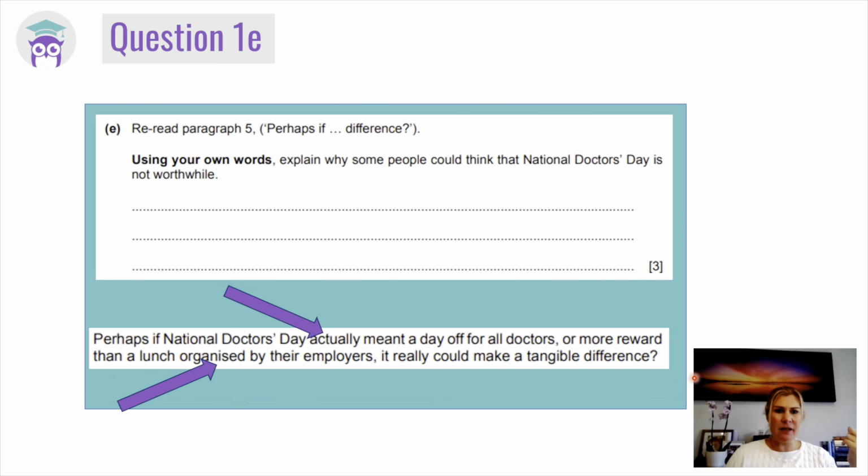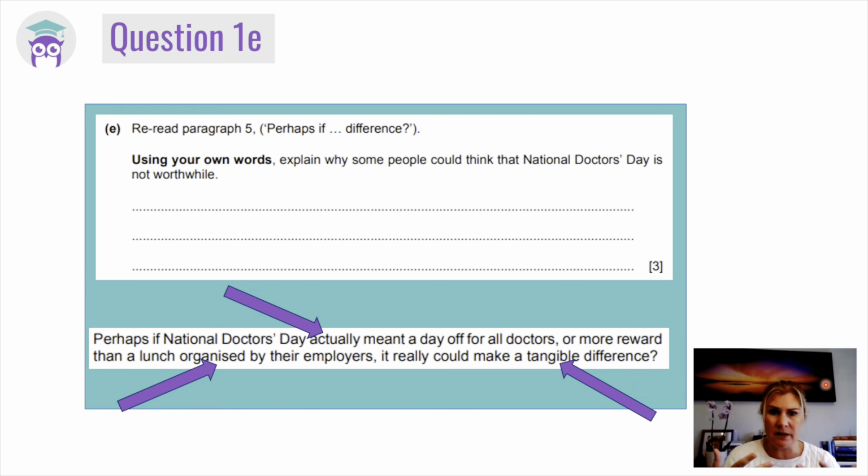The next bit is I'm thinking about this, the idea of there being a reward that is a lunch organised by their employers. No offence to any of my previous bosses, with the exception of perhaps one, who was brilliant to go out for lunch with. But generally, you're like, is it a reward to go out for lunch with your boss, or is that just an extension of the work day? It's not a proper break, is it? It's work. It's a work lunch. And then this last one, could it really make a tangible difference, i.e., can this one day actually make any kind of difference?